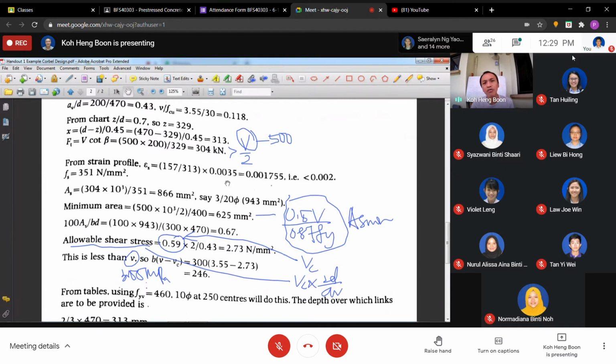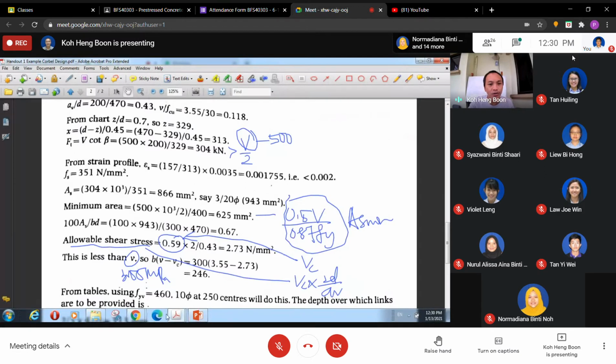So either you can proportion, because it's a triangle, is it? You can take this value divided by this value multiplied by 460. You see 0.001755 divided by 0.002, times 460 times 0.87. Don't forget, because this is 0.87. We had already substituted 0.87 on top. So how do you get this value 351?